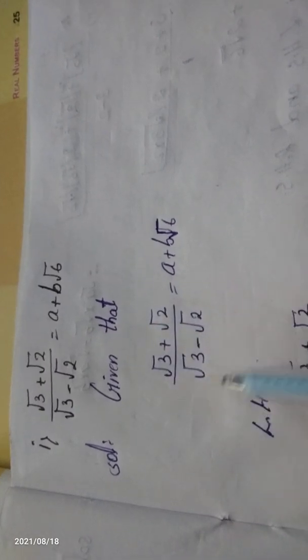This is your answer, ma'am. Let's see, understand step by step. First, whatever is given in the question, I am writing the same here. First we have to take the LHS. We have to take only the LHS. LHS is equal to root 3 plus root 2 divided by root 3 minus root 2.